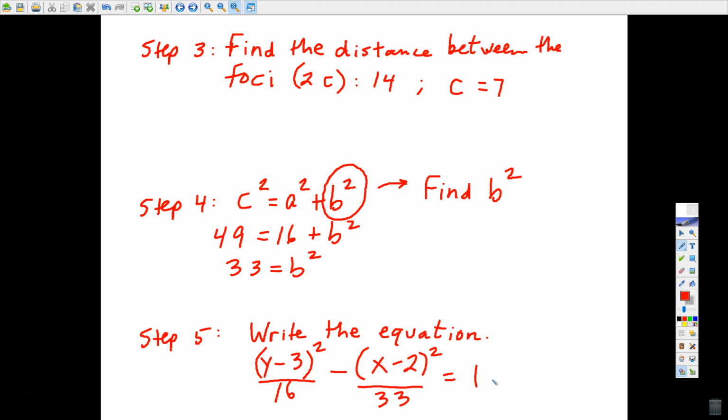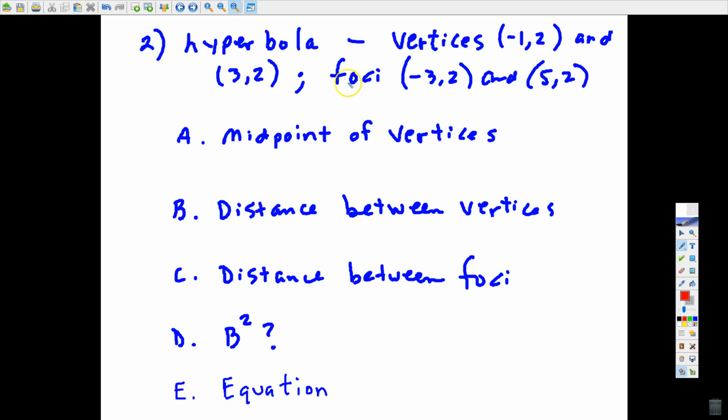And I'm done. That is my equation to represent that particular hyperbola. All right, let's try another example of one of these. This time we're told the vertices are at these 2 points, (-1, 2) and (3, 2). And the focal points are provided.